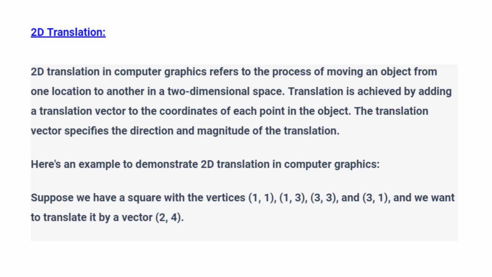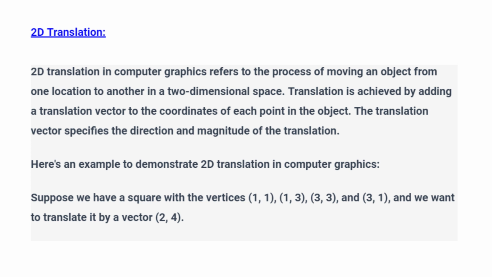2D translation. 2D translation in computer graphics refers to the process of moving an object from one location to another in a two-dimensional space. Translation is achieved by adding a translation vector to the coordinates of each point in the object. The translation vector specifies the direction and magnitude of the translation.